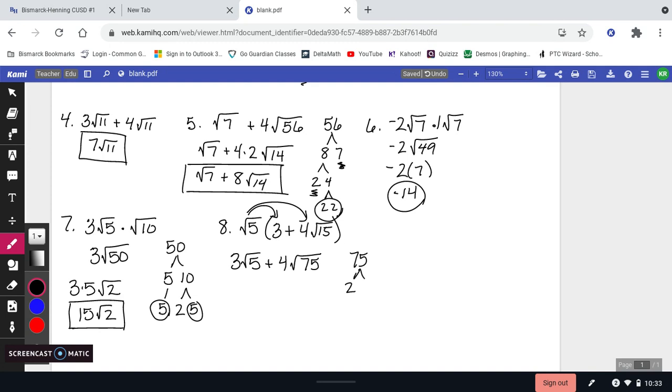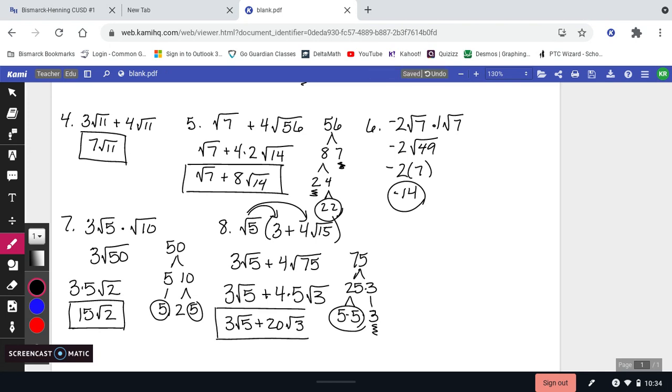So that's, you can go the 15 and the 5. I was just thinking 25 and 3. 5 and 5, and then I have this 3. So I have enough to make a group. So 3 root 5 plus 4 times my group of 5s, and then I have 3 as a leftover. So 3 root 5 plus 20 root 3. So again, the roots don't match, so this is as far as I can simplify. If they had matched, then I'm going to go ahead and add them together.